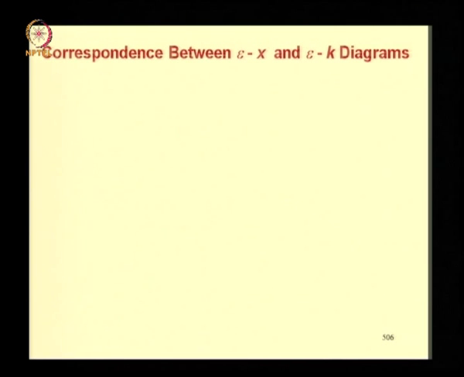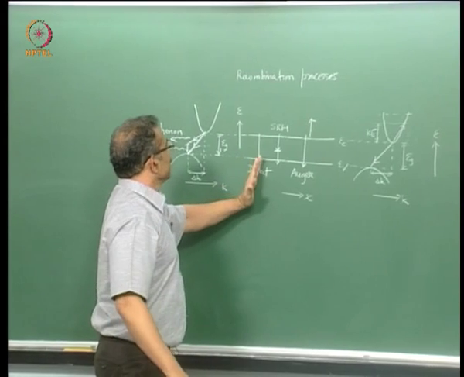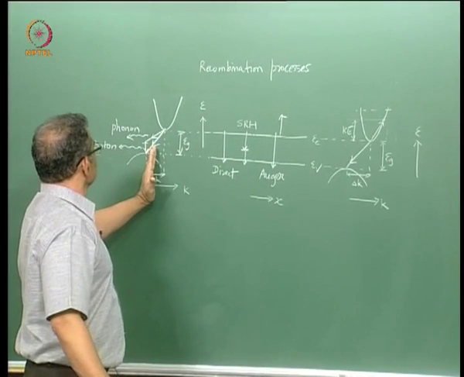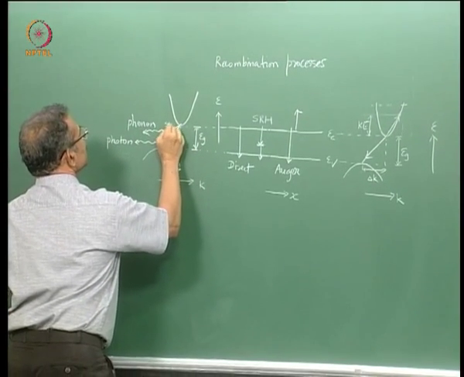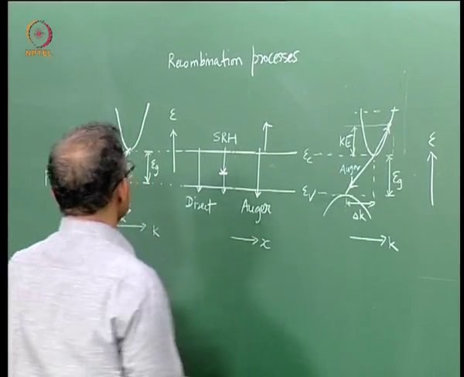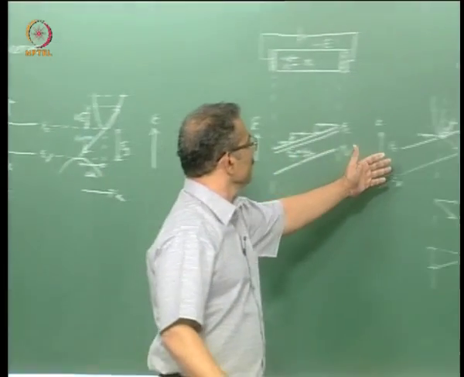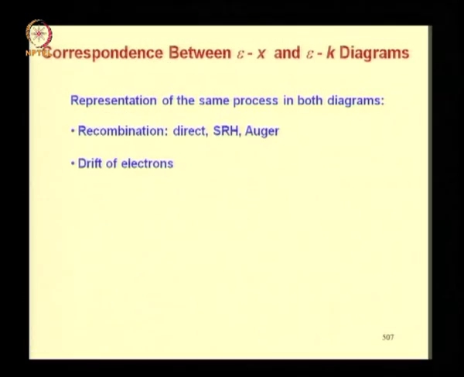Finally, we discussed the correspondence between Ex and Ek diagrams. We did so by representing the same process in both diagrams, namely direct recombination, SRH recombination and Auger recombination, and drift of electrons. So these are the diagrams. Direct recombination, SRH recombination, Auger recombination are shown here. So here this is direct and this is SRH, and here this process is Auger. Similarly, this is the method of representing drift on the Ek diagram.